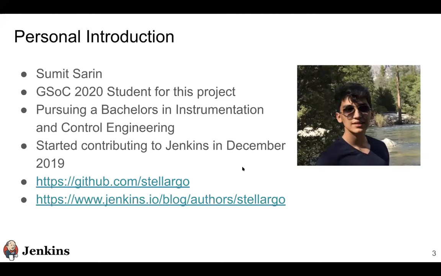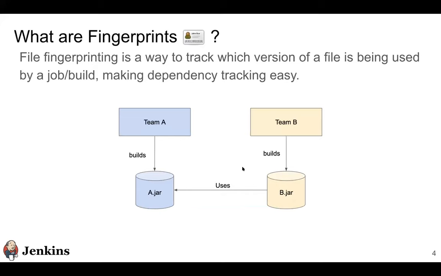So that's our project. I'll first start by talking about what fingerprints actually are. File fingerprinting inside Jenkins is just a way for dependency tracking. Say you have artifacts, files that you want to track across jobs. The fingerprinting engine is what allows you to do that. A small example: say you have a team A, which builds an artifact A.jar, and a team B that works on B.jar, which uses A.jar. Someday B reports that they are having some problems with A.jar and asks you to fix it. Now you want to know which version of A.jar they are actually using to fix that problem. That's how the fingerprint engine comes in. It tells you which version they are on, and which version you have to fix.